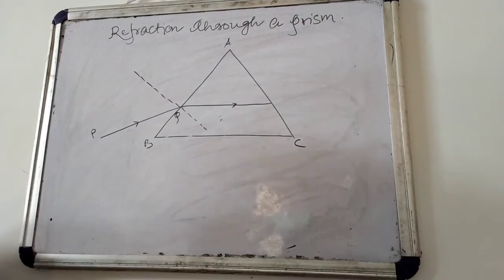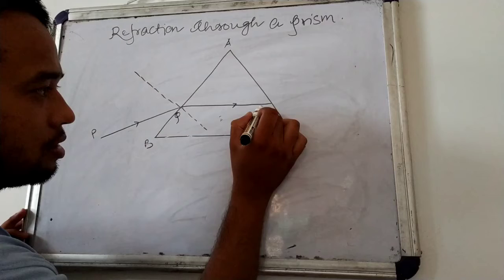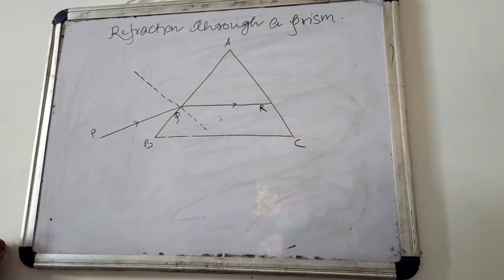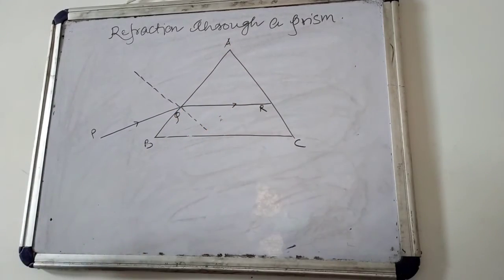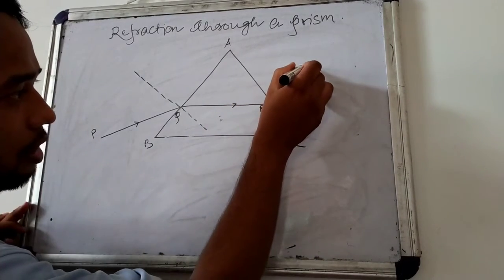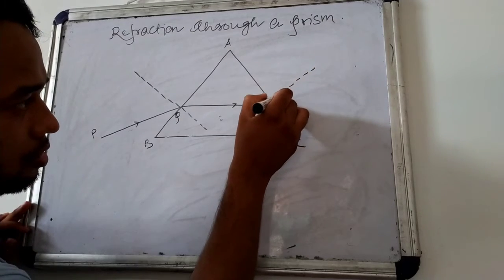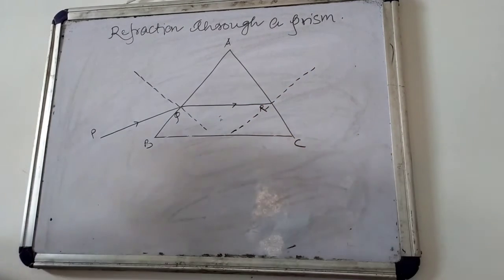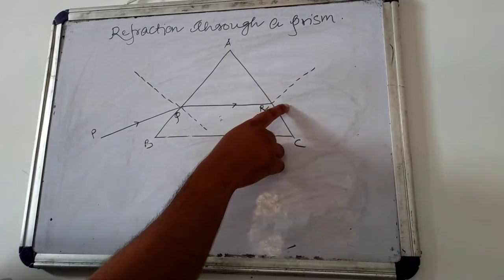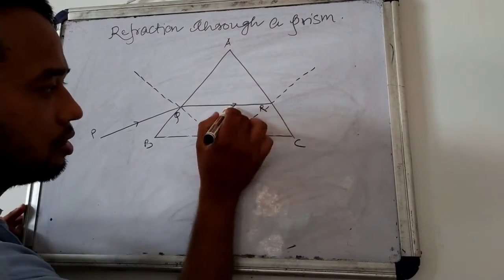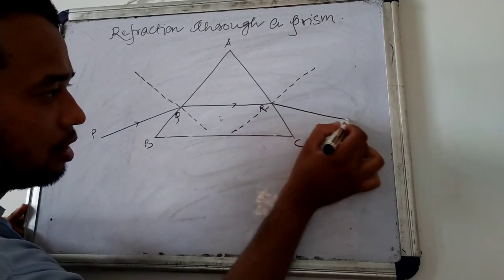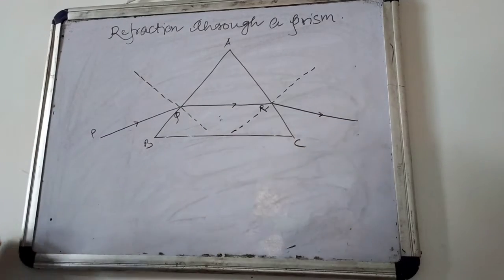Okay, suppose this point is R. Now at the side AC, this ray will again refract from glass to air. Then at R we draw a normal again. Okay, the normal should be perpendicular to the face AC. So after refraction, the ray will bend away from the normal.